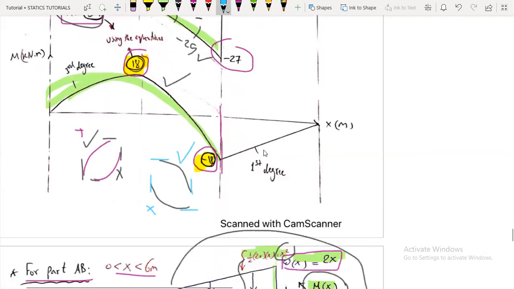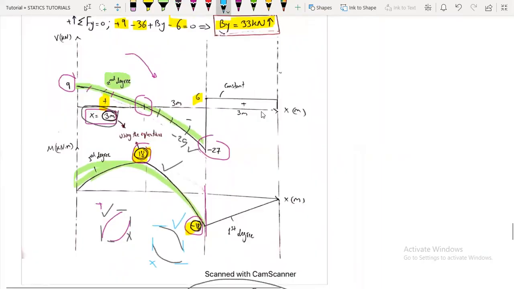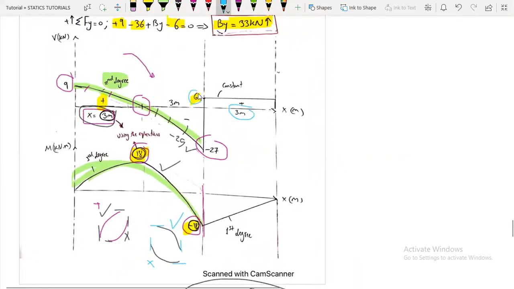So, and finally, here the area is what? Will be 3 multiplied by 6, which is plus 18. So it will close at 0. Here it's a constant. Okay, so here it will be first degree. Okay, it's going up because it's increasing. So the values here are constant but positive. So the slope here will be constant. It will not be changing, but positive. So it's going up.